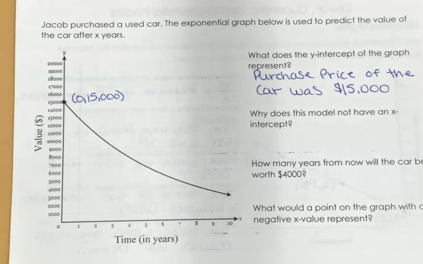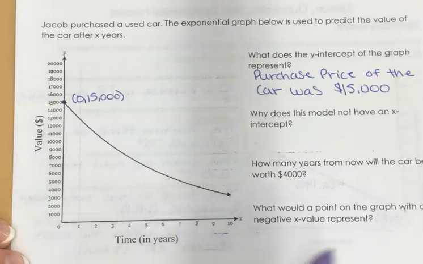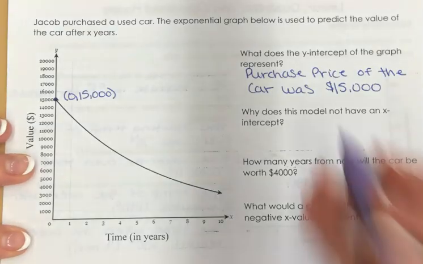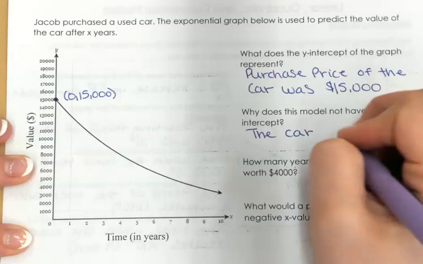Why does this model not have an x-intercept? Well, an x-intercept would be all the way down here when the value of the car would be 0. So will the car's value ever be 0? Probably not. There will probably always be some part on the car that you could sell, whether it's metal, tires, etc. So the car value will never reach exactly 0.